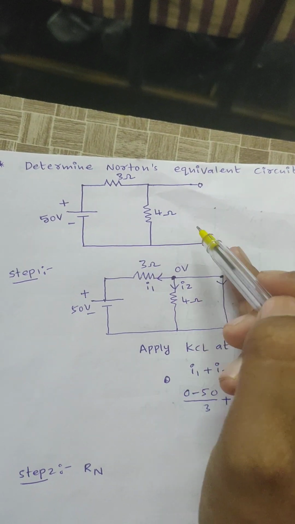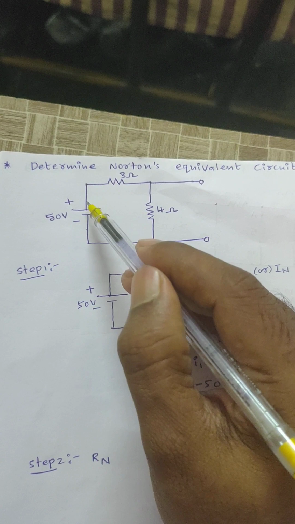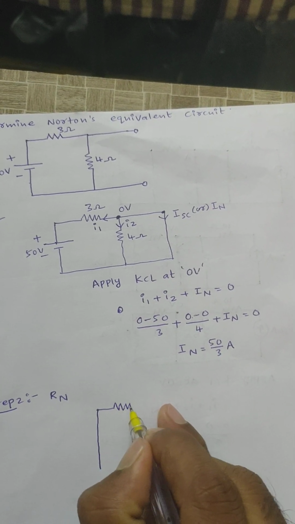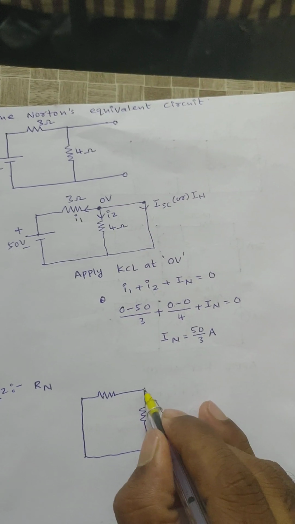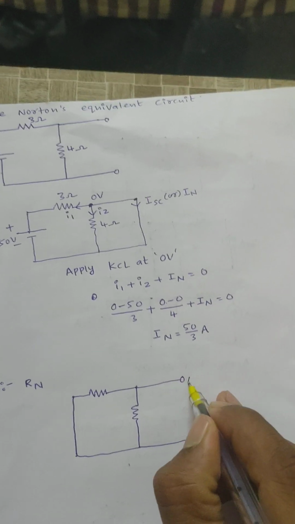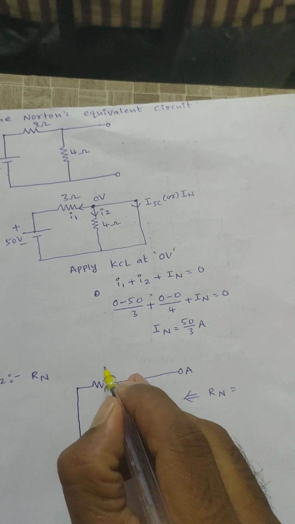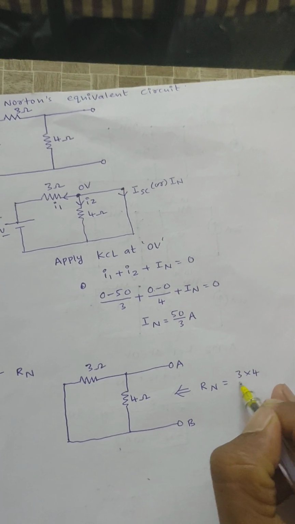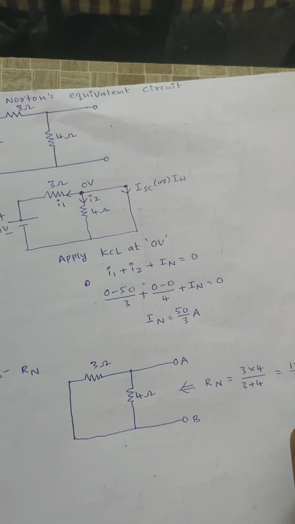While calculating Norton's equivalent resistance, if the circuit is having a voltage source, that should be replaced by a short circuit. If the circuit is having a current source, that should be replaced by an open circuit, right? Your circuit is having only a voltage source, that is replaced by a short circuit. 3 ohm, right, and 4 ohm. Here I need to calculate across A and B terminals. Norton's equivalent resistance is equal to, here 3 ohm and 4 ohm are connected in parallel, then Norton's equivalent resistance will be 3 into 4 by 3 plus 4. I will get Norton's equivalent resistance value as 12 by 7 ohms.